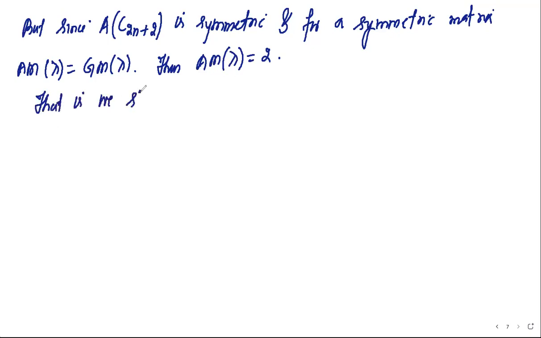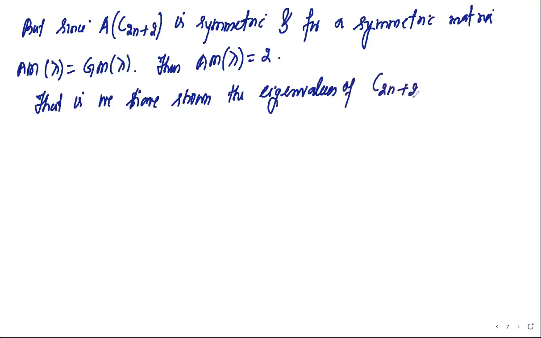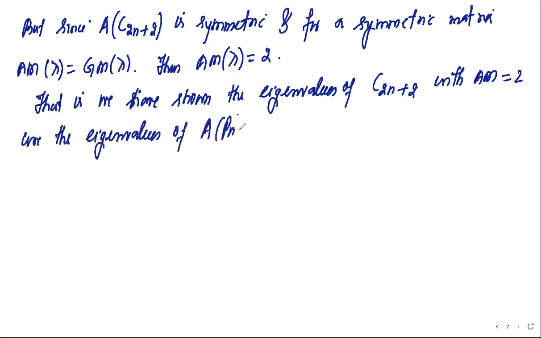So we have shown that the eigenvalues of C2n+2 with AM equal to 2 are the eigenvalues of the adjacency matrix of the path Pn. So we will now just look for the eigenvalues of C2n+2, and that will give us the eigenvalues of path Pn.